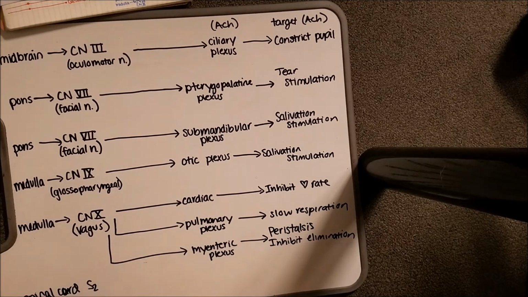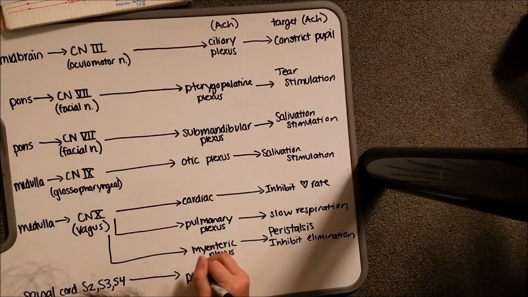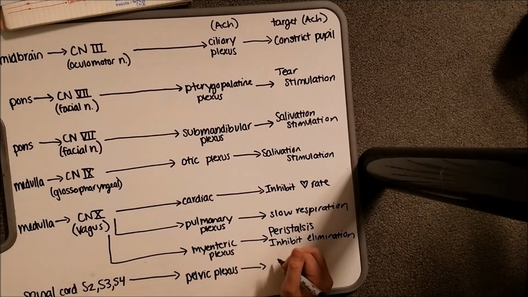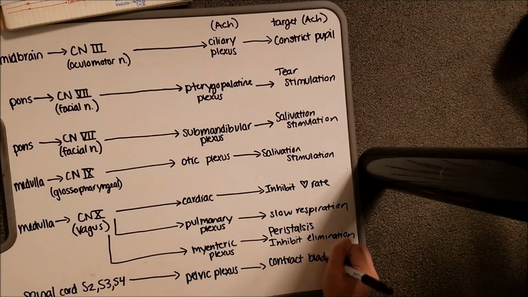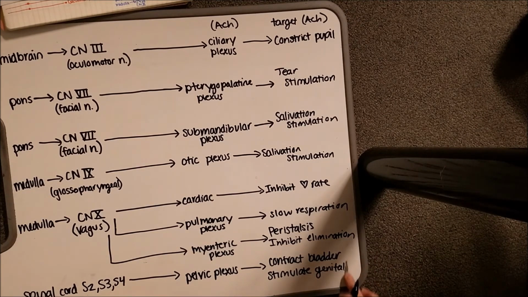Nerves S2, S3, and S4 from the spinal cord go to the pelvic plexus, which leads to the bladder and the genitals. The action that takes place from these nerves is the contraction of the bladder and the stimulation of the genitalia through erections.